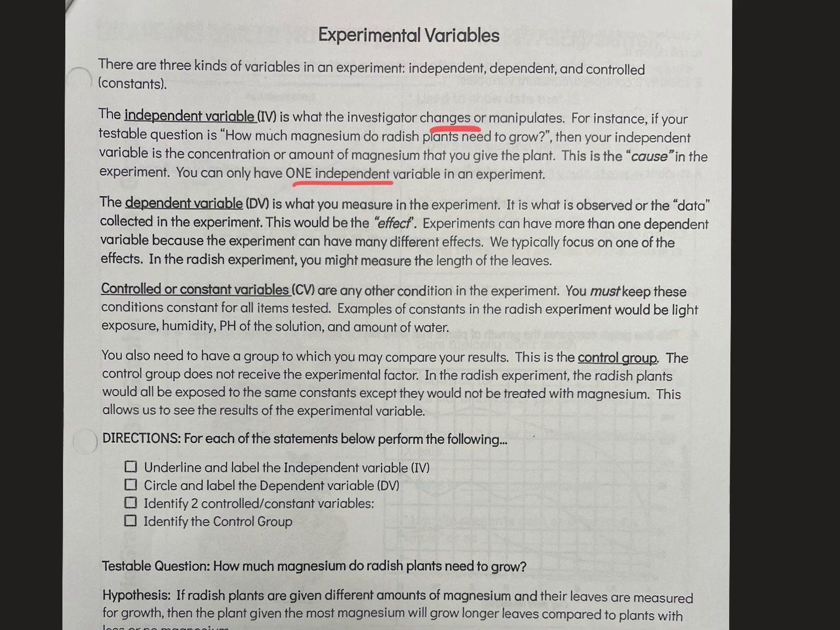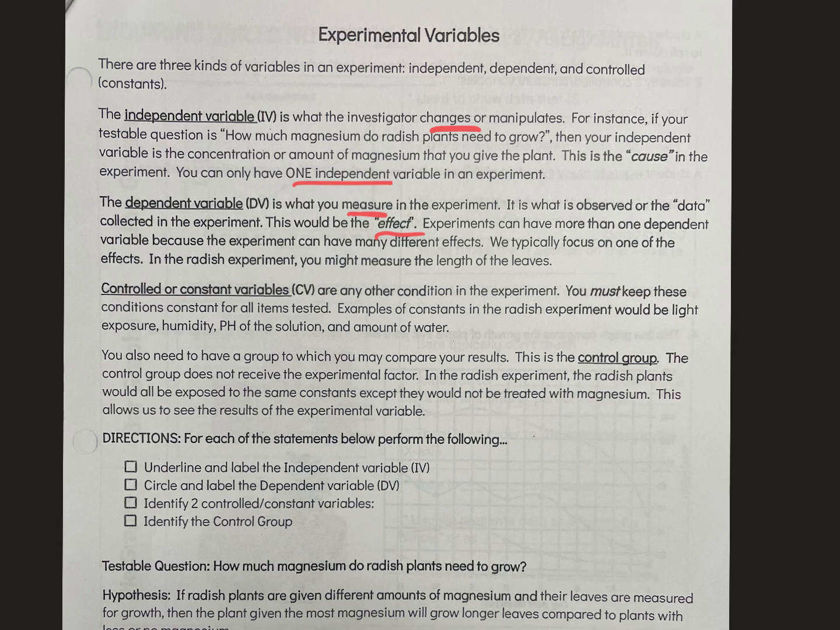Okay, so the dependent variable is what you measure in the experiment. It's what is observed or the data collected in the experiment. This would be the effect. Experiments can have more than one dependent variable because the experiment can have many different effects. We typically focus on one of the effects. In the radish experiment, you might measure the length of the leaves. Okay? Controlled or constant variables.